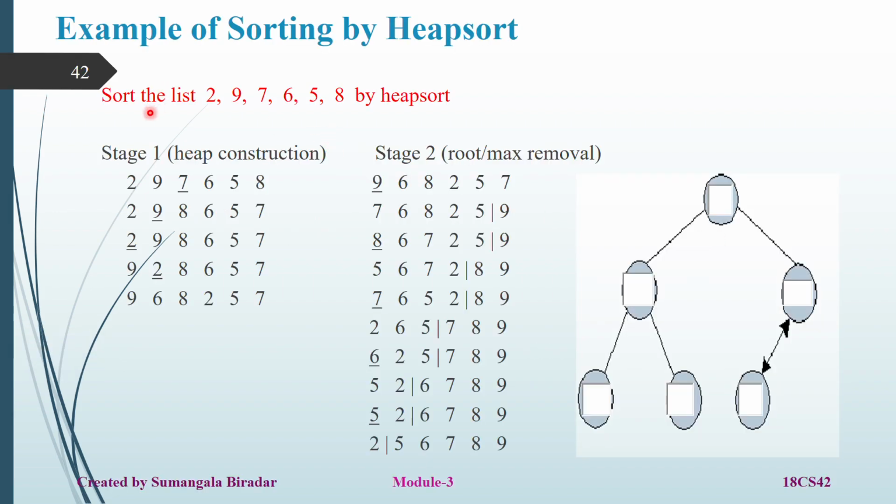So for example, this is the given elements: 2, 9, 7, 6, 5, 8. These are not in order. Now you have to arrange these elements in increasing order. For arranging these elements in increasing order, you can sort them using heap sort. Okay, so now heap sort means what? You are taking the help of the heap tree. You already know what a heap tree is.